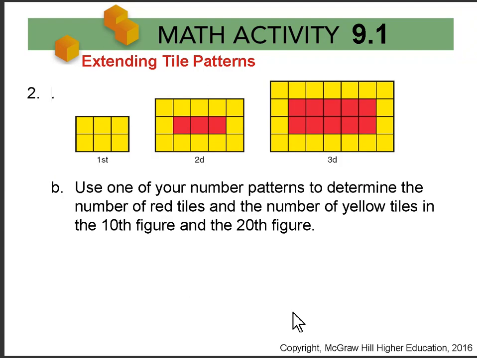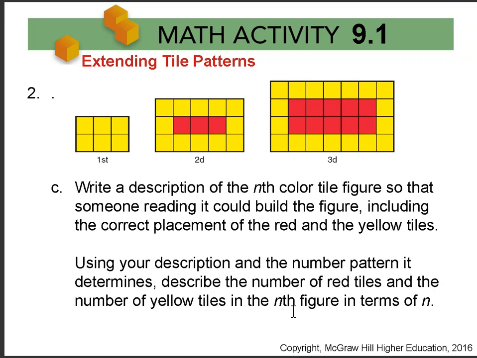Then in part B, use one of the number patterns you've determined to describe the number of red tiles and the number of yellow tiles in the 10th and the 20th figures. Then in part C, write a description of the nth color tile figure, so again, someone reading it could build the figure. And then finally, describe your colored tile sequence in terms of n. So if you have an arbitrary figure number, you know how many tiles there are in it.